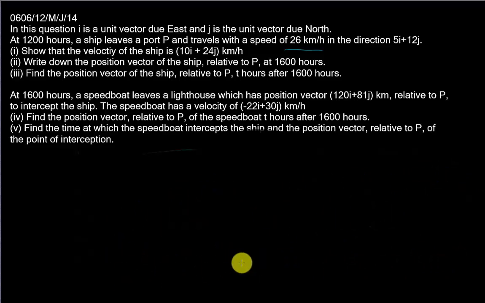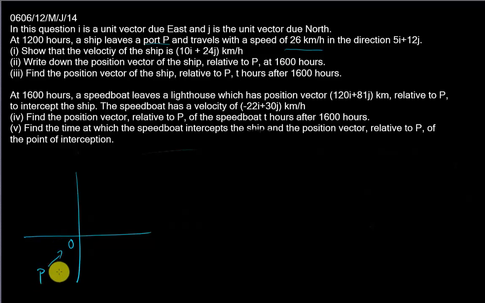Alright. So for the second part, the question says write down the position vector of the ship relative to the P at 16 hours. So you need to write out the position vector. Over here you have to understand the meaning of position vector. In order to understand position vector, you must understand the origin. Origin is O, but in this case, I would assume the origin itself is the port P.